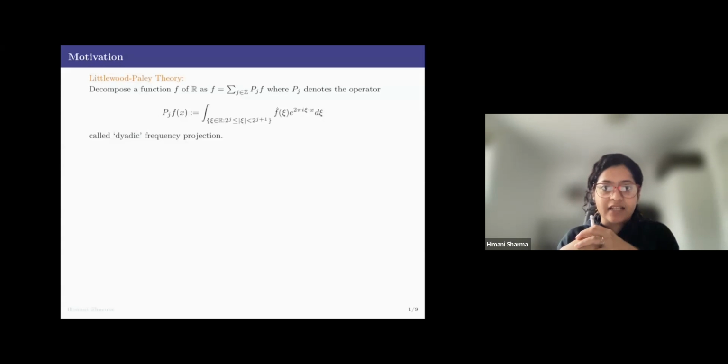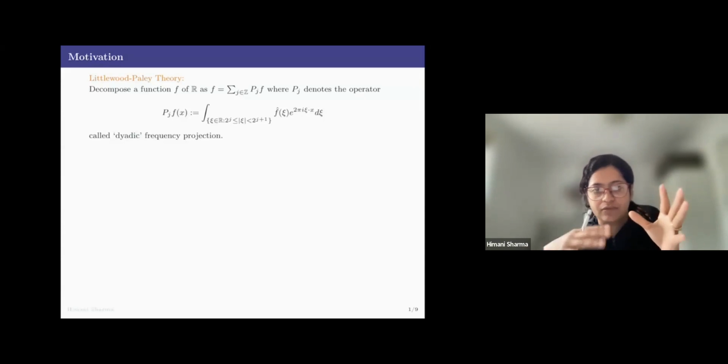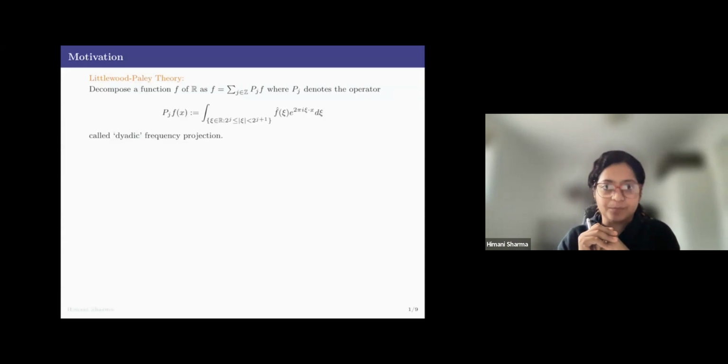We can say that P_j f represents the portion of f with frequencies of magnitude equivalent to 2^j. Now, this can also be interpreted as the Fourier inversion formula if we take the function f to be in the class L2 of R.